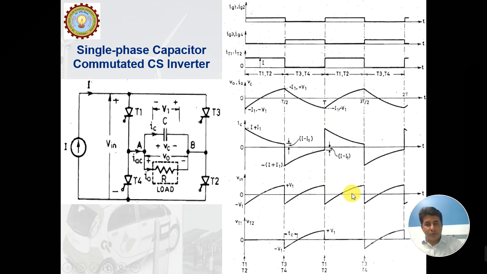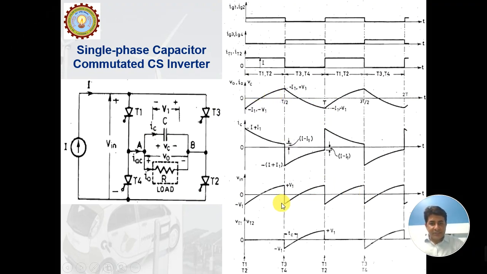Here again, it could be noticed that the frequency of the input voltage is double compared to the frequency of the output voltage. Now here you can see there is no commutation circuit involved. We have not used anything extra other than this capacitor to turn off these thyristors.